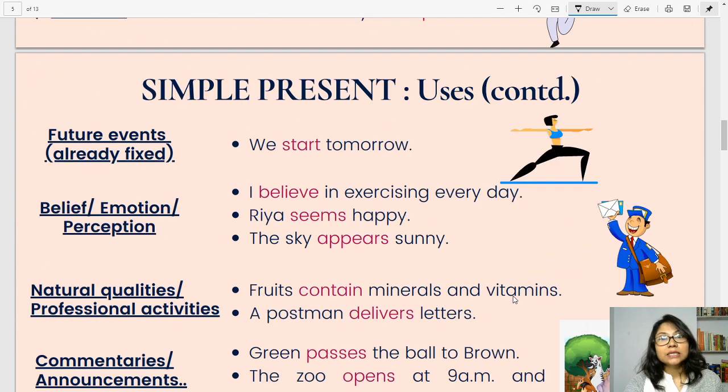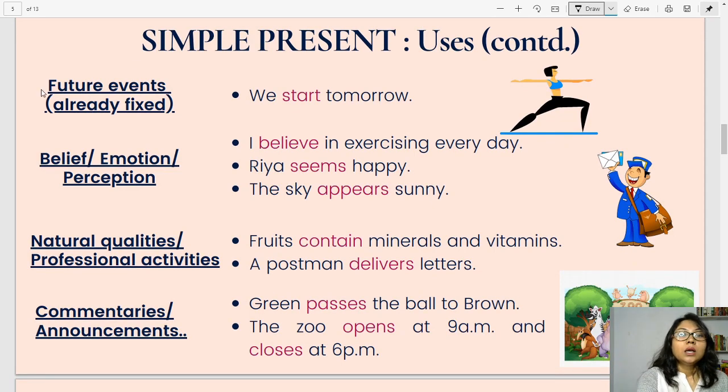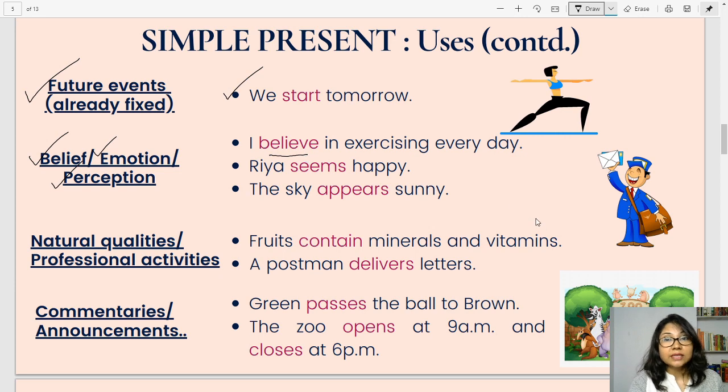Simple present uses, continued. Okay, future events that are already fixed from beforehand. We start tomorrow. Okay, that is something we have decided from beforehand. So it's a future event, yet it has already been decided. Belief, emotion or perception. For example, I believe in exercising every day.